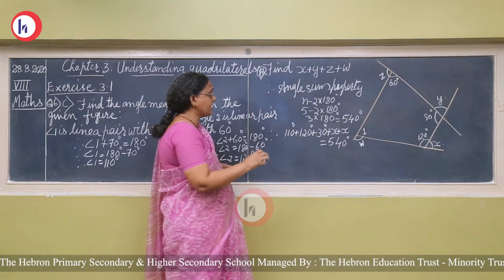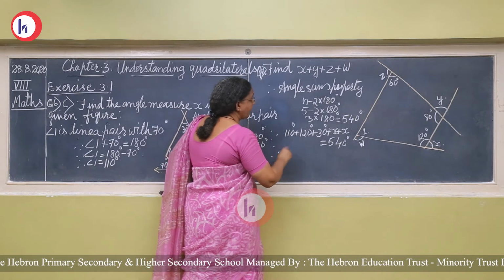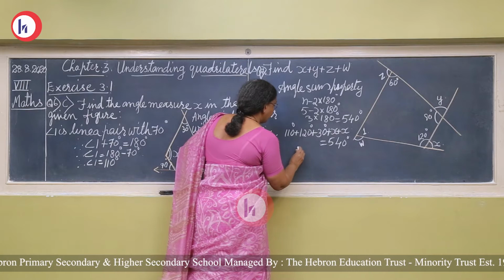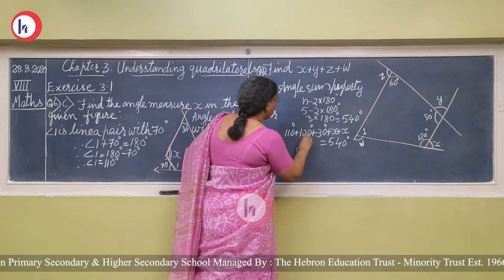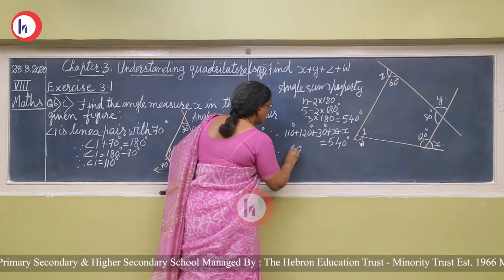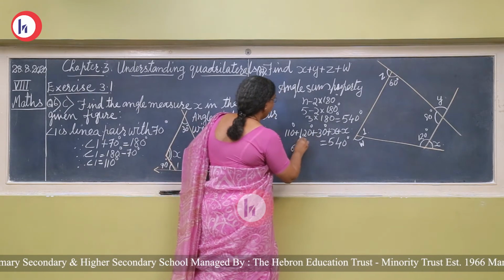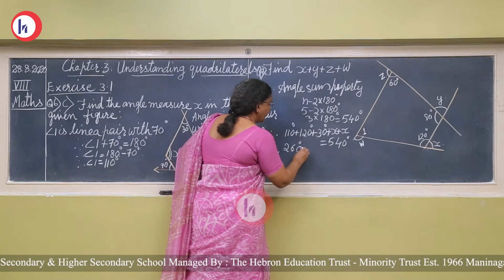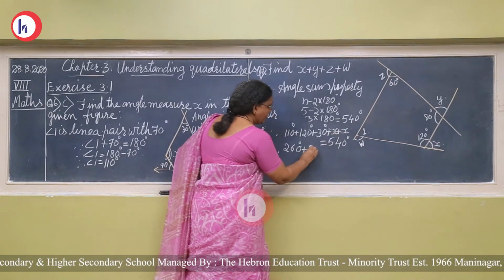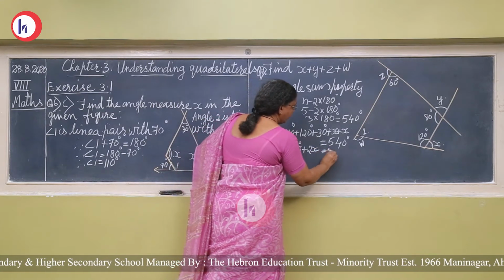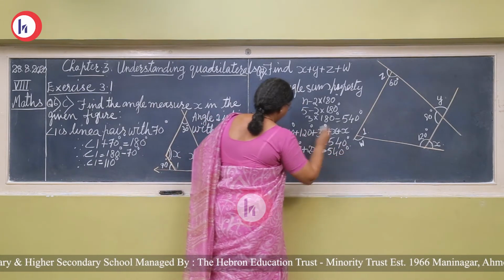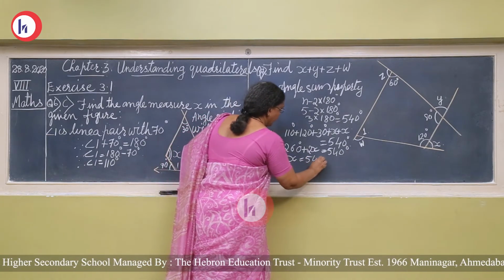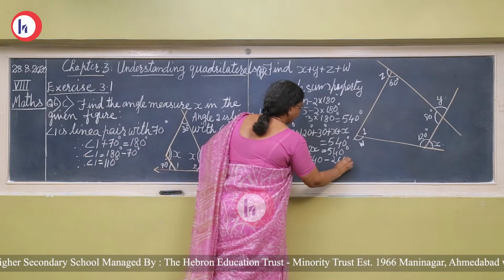Now x plus x is 2x. Therefore, now add all these numbers: 0, 0, 0, then 3 plus 2 is 5, 5 plus 1 is 6, then 1 and 1 is 2. So, 260 degree plus 2x is equal to 540 degree. Therefore, 2x is equal to 540 minus 260.